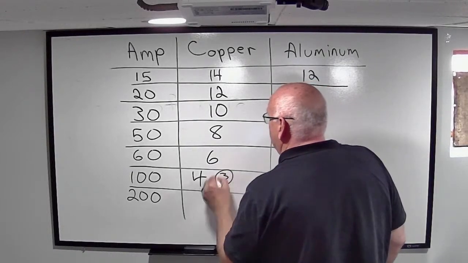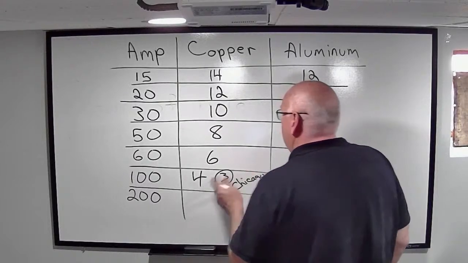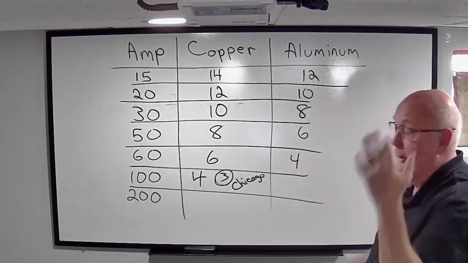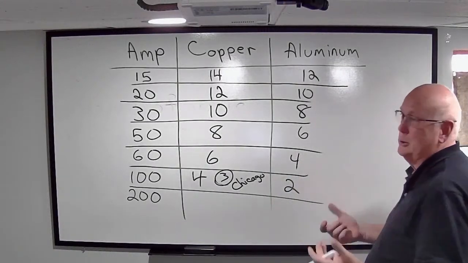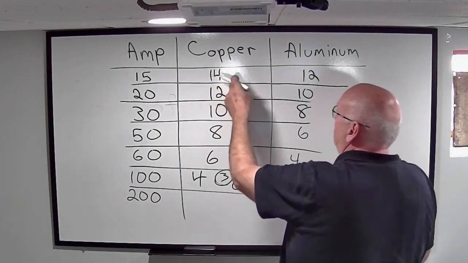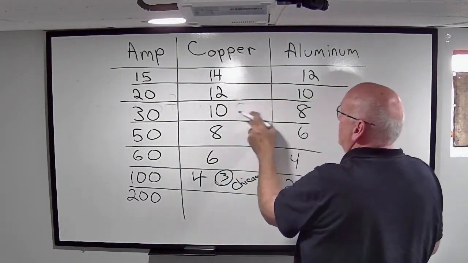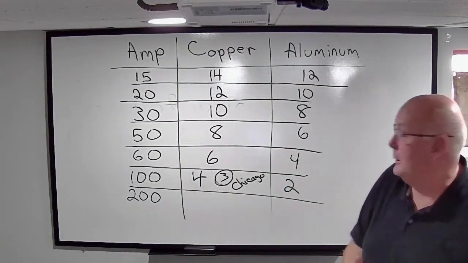But I always like people to know number 3 in Chicago, all right? And it's typically a number 3 copper that we're going to run for there. Number 2 aluminum is a very common service drop in our area. And then the next one, you know, if you see a pattern, 14-12, 12-10, 10-8, 8-6, 6-4, makes it for an easy way to remember this stuff.